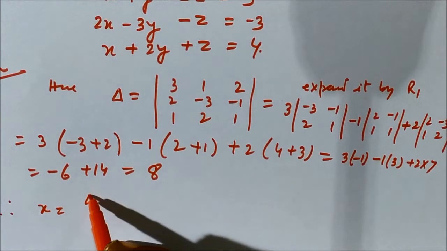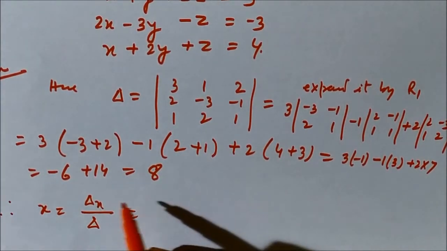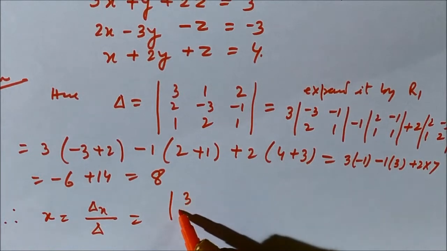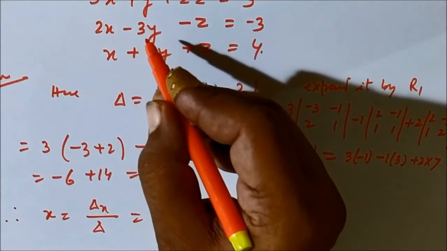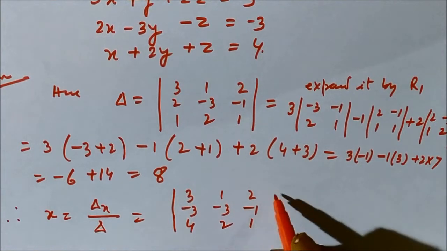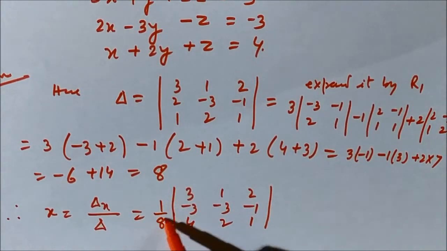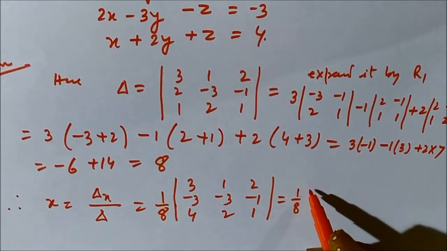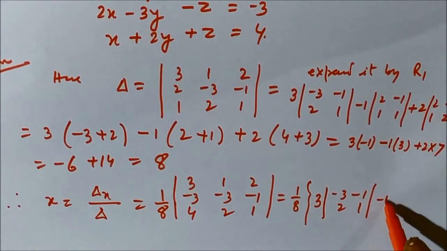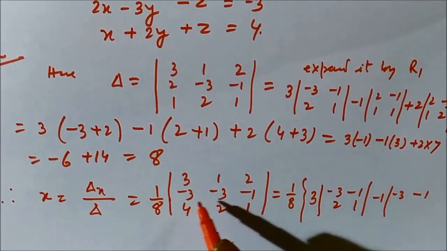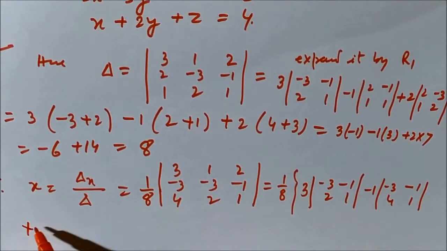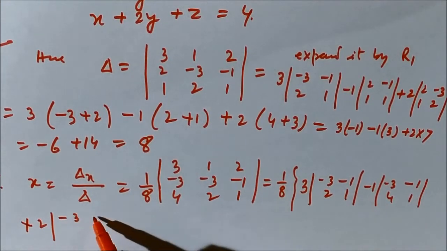x equals delta x by delta. Replacing the coefficients of x with the constants 3, -3, 4, we get the determinant 3, 1, 2; -3, -3, -1; 4, 2, 1, and delta is 8. So x equals 1 by 8 times the determinant 3, 1, 2; -3, -3, -1; 4, 2, 1. Expanding, this is 3(-3 + 2) - 1(-3 + 4) + 2(-6 + 12).